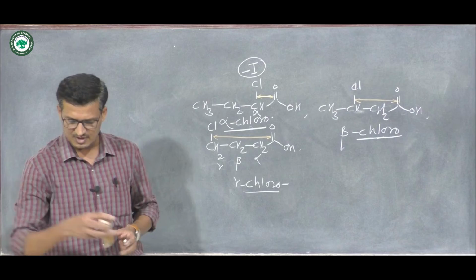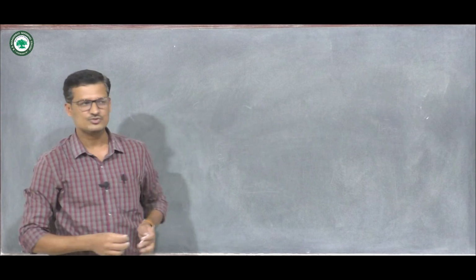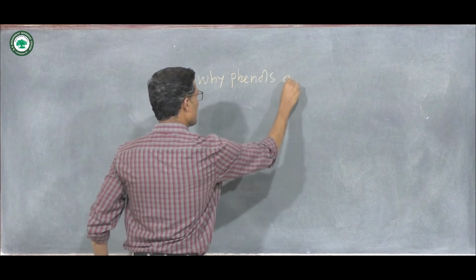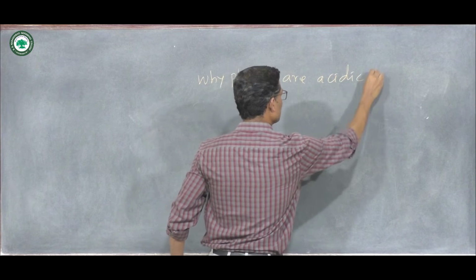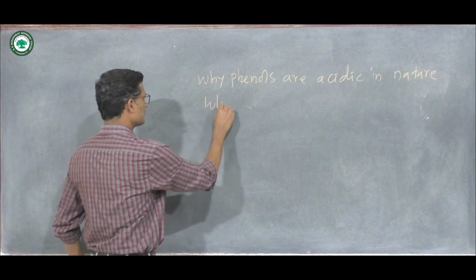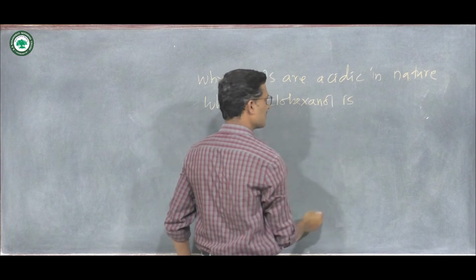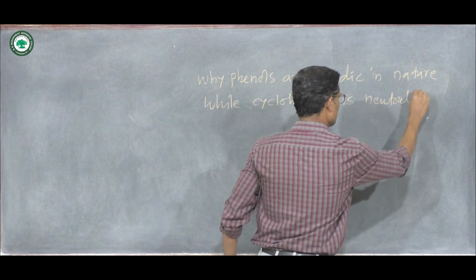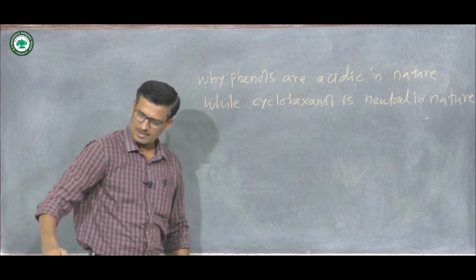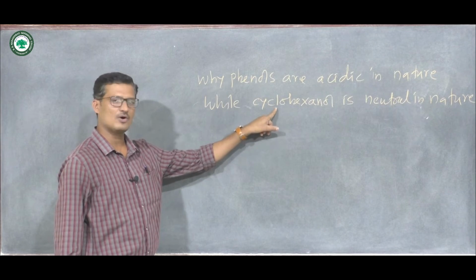Then we take the next example, and we discuss the phenols. The question is: why are phenols acidic in nature, while cyclohexanol is neutral in nature? This is your question. We compare the acidity between phenols and cyclohexanol, or alcohol.